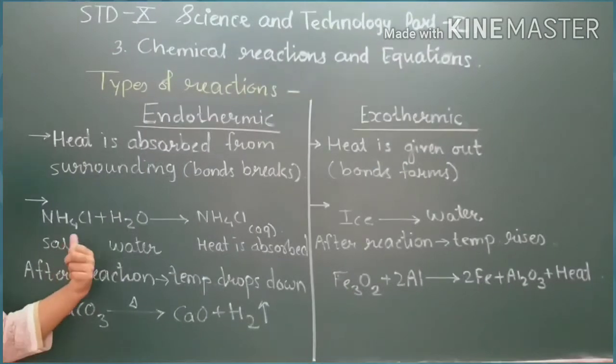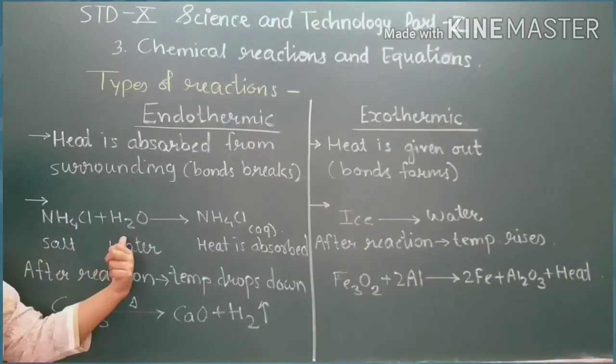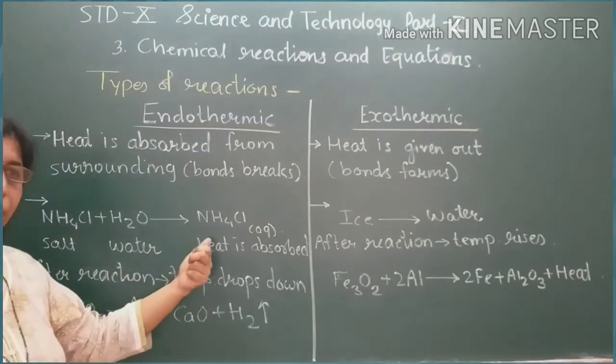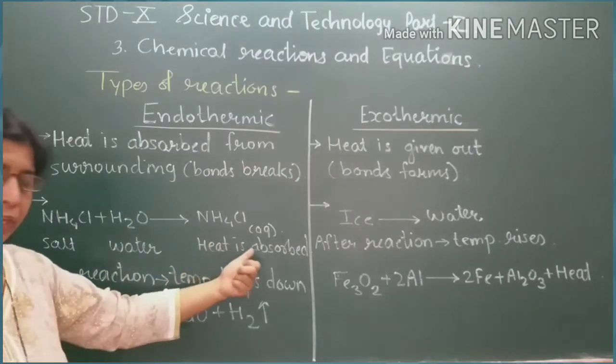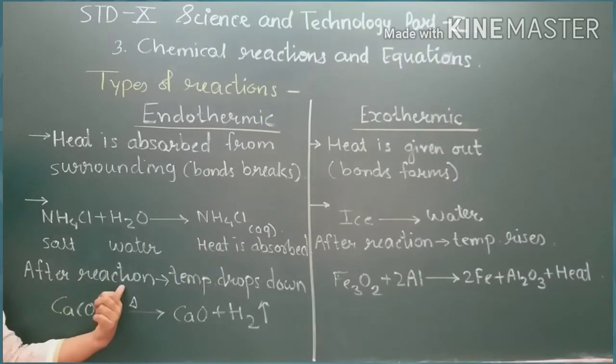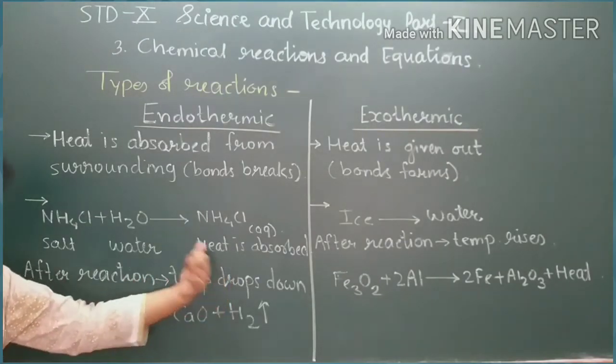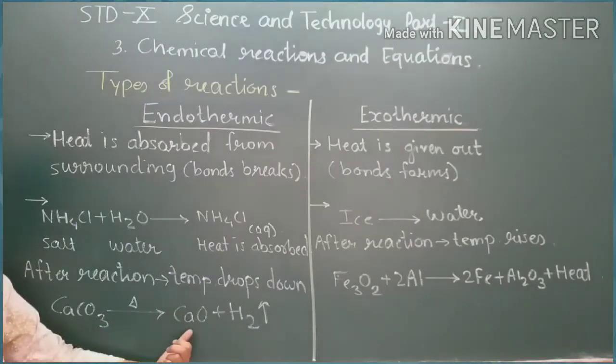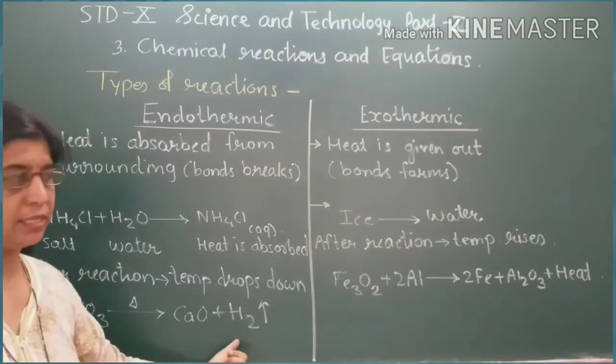The examples are NH4Cl. When water is added to NH4Cl, heat is absorbed. If we touch the test tube, you can feel it. In this type of reaction, the temperature drops down. CaCO3, when heat is given to CaCO3, it forms CaO and CO2 gas evolves.